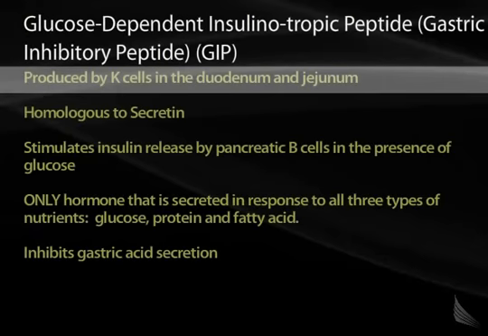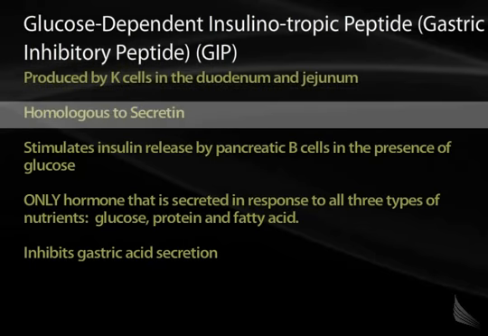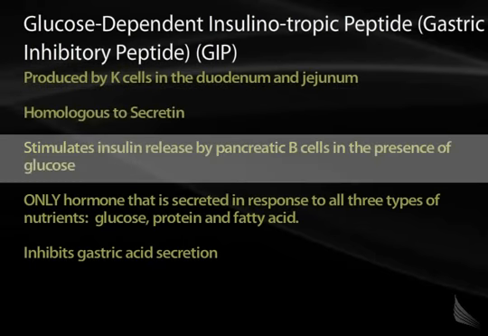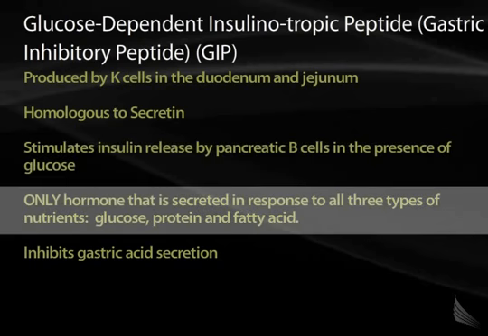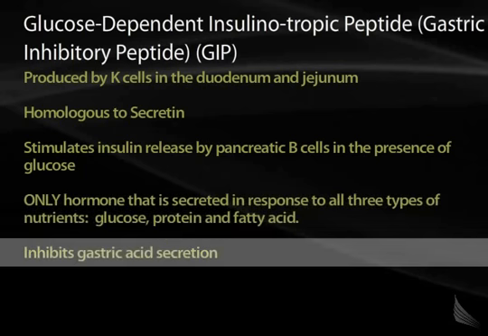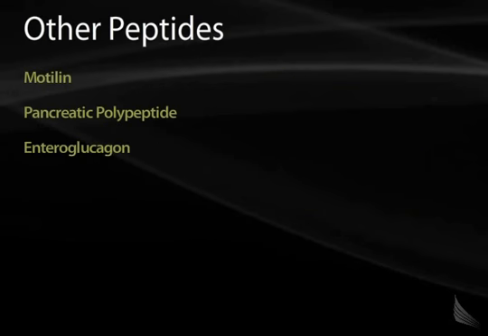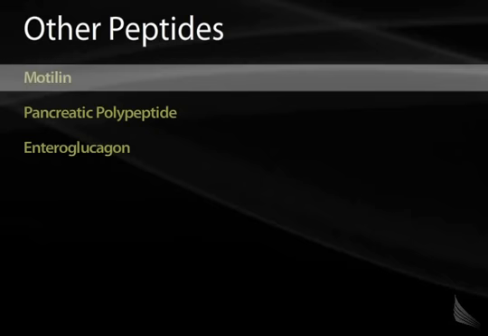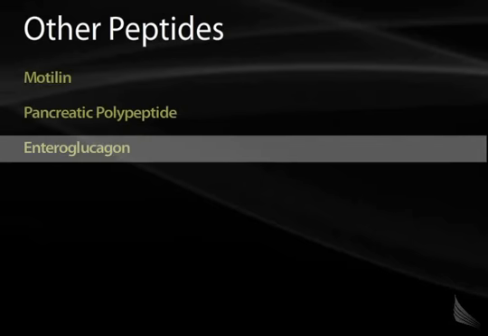It's produced by the K cells in the duodenum and jejunum, and is homologous to secretin. It stimulates insulin release by pancreatic B cells in the presence of glucose, hence the name glucose-dependent insulinotropic peptide. It's the only hormone that's released in response to all three types of nutrients, namely glucose, protein, and fatty acids. This is something that can be tested very easily, and it also inhibits gastric acid secretion, although that's not its primary function.